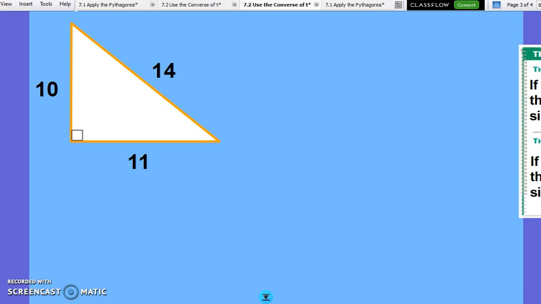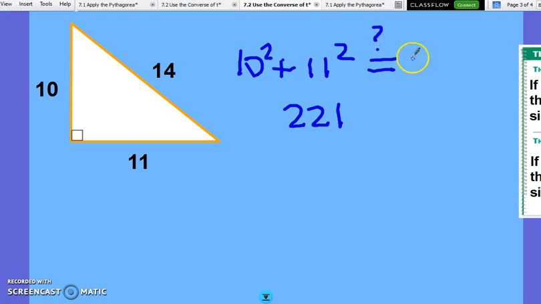We just did this, but let's remember what we got. We got that our 10 squared plus our 11 squared, that was 221. And we were checking to see if that was equal to our 14 squared. And it wasn't. This was only 196. And so what we're going to do is actually figure out, we know that that's not a right angle. This picture is a lie.